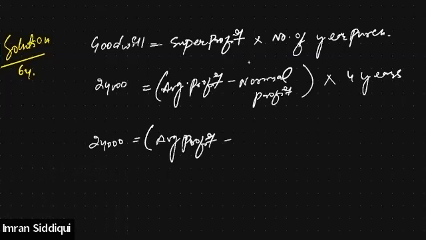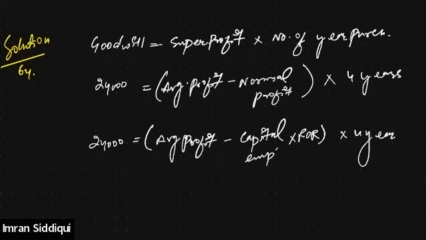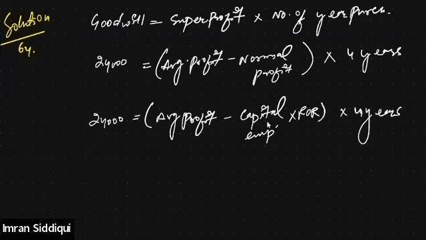To determine the normal profit, what is the formula? Formula is capital employed multiplied with the rate of return. Right. Now, if somehow we determine the capital employed, because it is not given in the question, we will have to determine the value of the capital employed. Once we get the value of the capital employed, we will be able to determine the average profit.